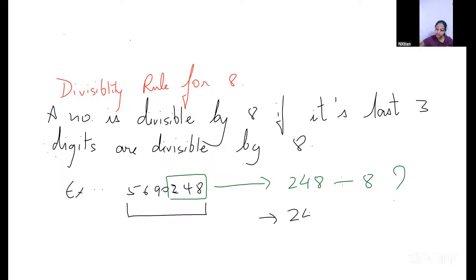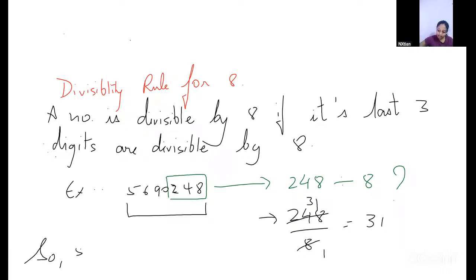248 will be divided by 8. We can cancel. 8 3s are 24, 8 1s are 8. 31. Yes, 31 times.